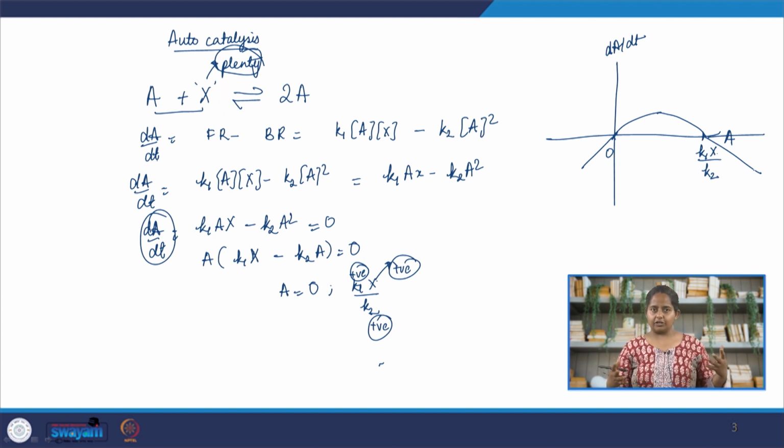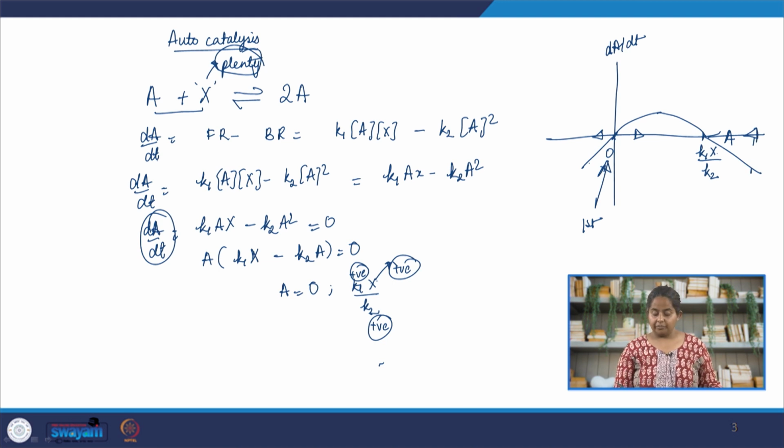Now let's look at the direction of the flow. This is your first fixed point. Around the first fixed point, on the left side, dA by dt is negative. It means that the flow is moving towards minus infinity. The value of A is reducing. On the right hand side, dA by dt is positive, which means the flow is towards the right side. On the right side of the second fixed point, dA by dt is negative, which means the flow is towards the left side.